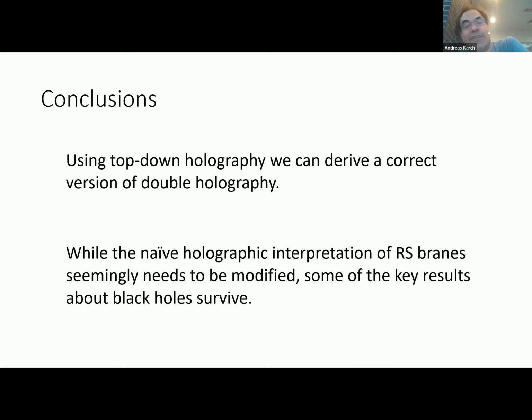So I think what I wanted to show you today is that we can use top-down holography to derive a correct version of double holography. It's different from what people, meaning me and others, but not including me, have been doing. It doesn't agree with what we've been doing for the last 20 years. But I think it's right. The naive picture wasn't quite right. The naive picture seemingly needs to be modified, but some of the key results about black holes survive. So hopefully it's not a big deal, but I think it's always better to do things correctly. And at least this intermediate picture we can actually derive from first principles rather than having to wave your hand and hope for the best.